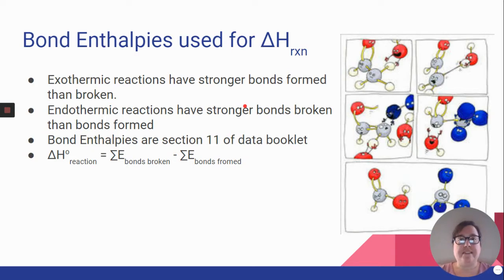Bond enthalpies are given to you in section 11 of your data booklet. So anytime a question refers you to that section, or if the question says bond enthalpies as opposed to enthalpies of formation, then you're going to use bonds broken minus bonds formed. So it's really important you understand when to use this. You're using bonds broken minus bonds formed when you are given bond enthalpies. If you're given enthalpies of formation, then you want to do products minus reactants. When it refers to bonds, you're going to do bonds broken minus bonds formed.